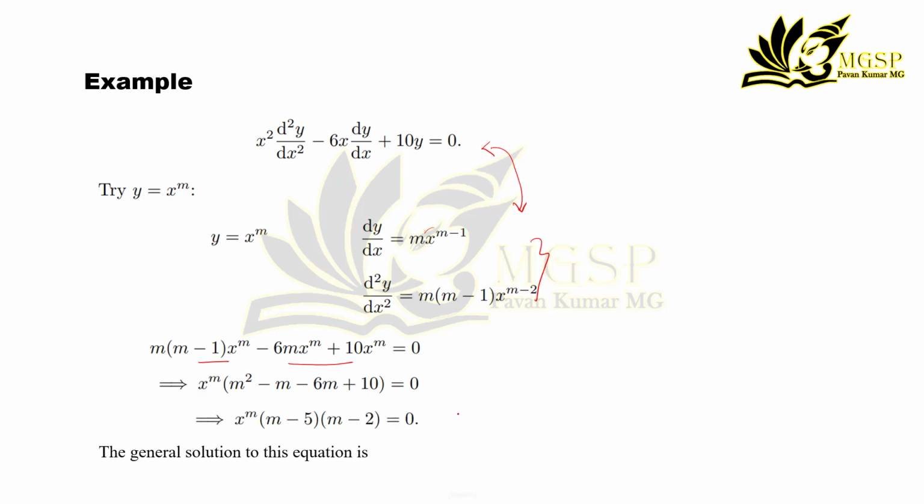Now the roots become m is equal to 5 and m is equal to 2. So the general solution of this equation is c1 x power 5 plus c2 x square.